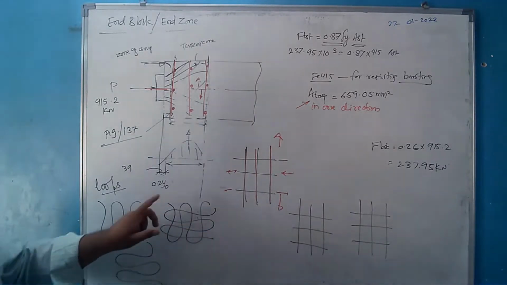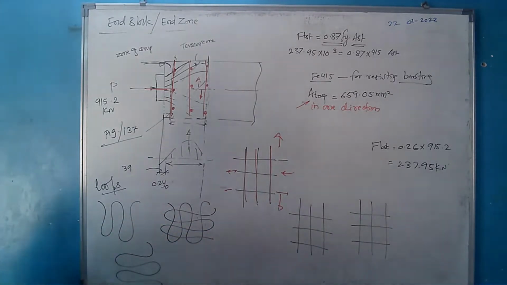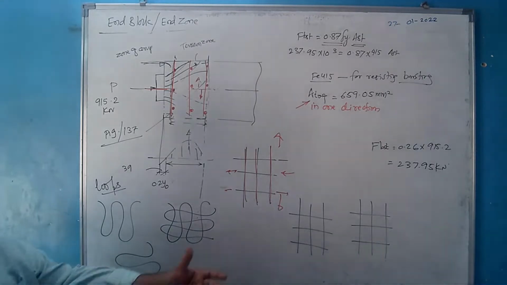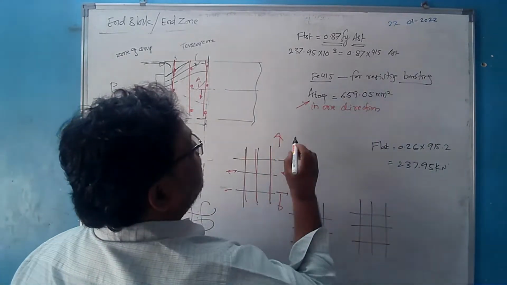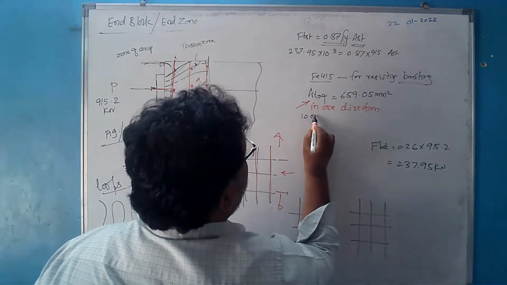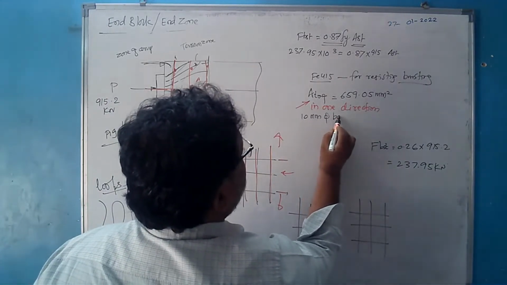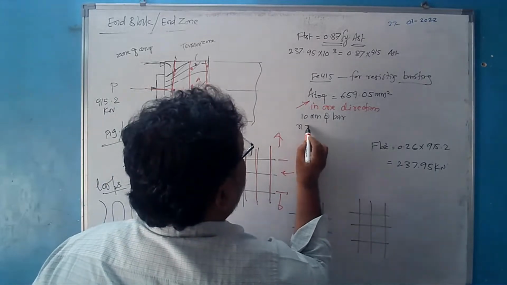नहीं तो इसमें बहुत ज्यादा हमको लूप्स वगैरह बनाना है, तो हम ऐसे भी कर सकते हैं. So this is the area of steel required in one direction. Suppose I use 10 mm dia bar. Suppose, what about the number of bars required?